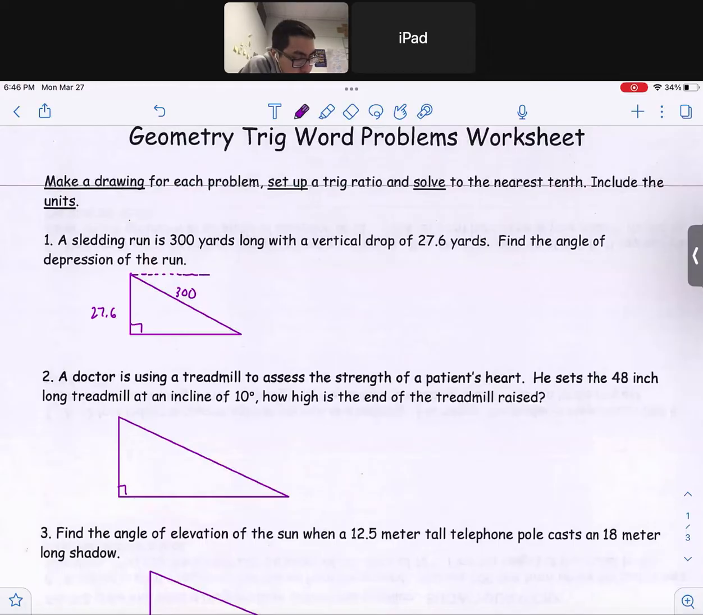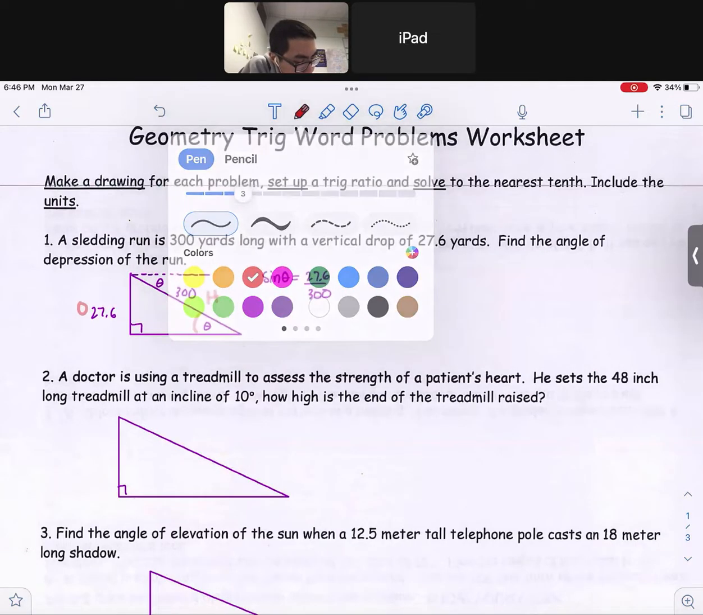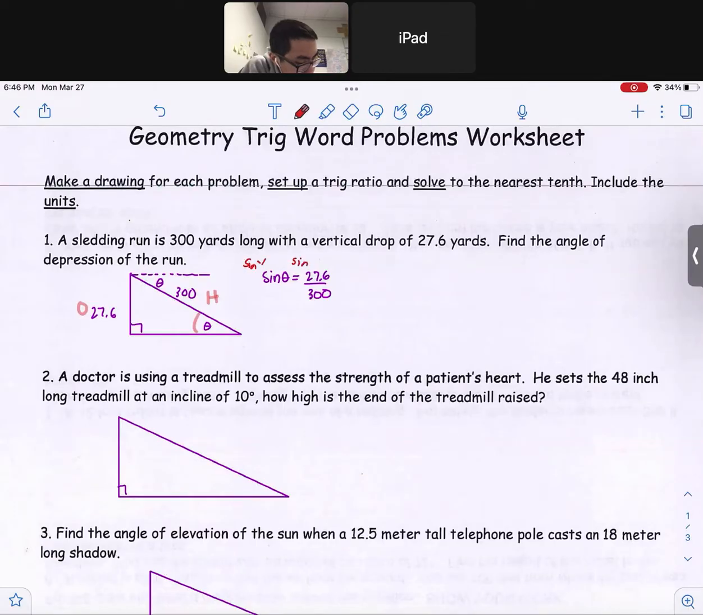Angle of depression is always formed with the ceiling, and the angle of depression is also congruent to your angle of elevation. So from the perspective of this angle, this is the opposite side, this is the hypotenuse. To find that angle, we're going to be using sine. Sine theta equals 27.6 over 300. To solve for theta, you have to do sine inverse to both sides. So theta equals sine inverse of 27.6 over 300.